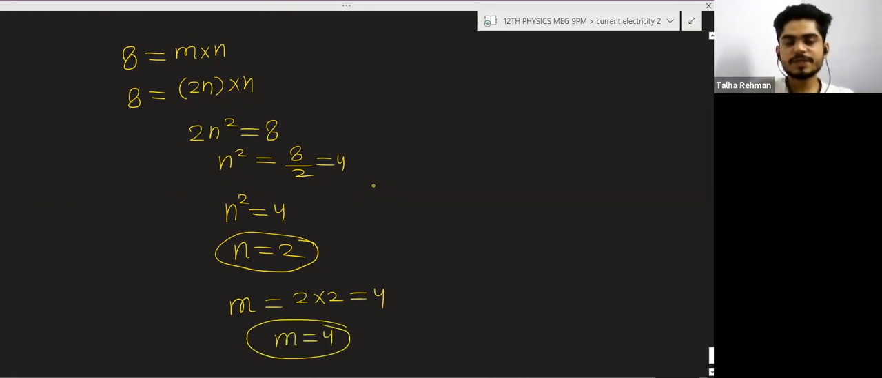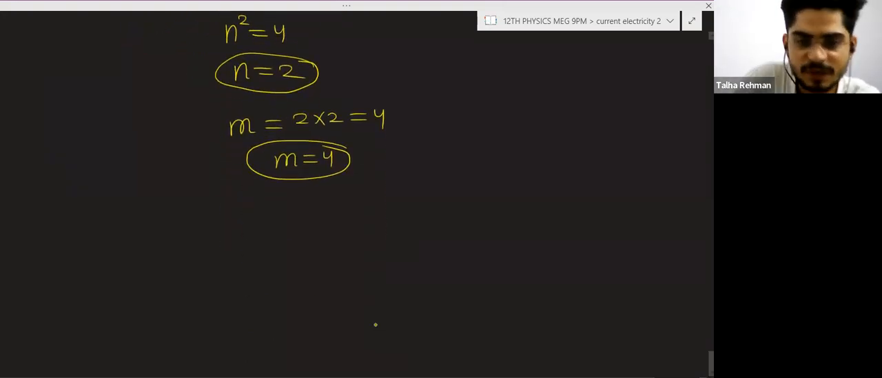What is the meaning of this? n equal to 2 means 2 cells you have connected in series in a row and there are m means there are 4 rows. Okay. So this combination will look like this.